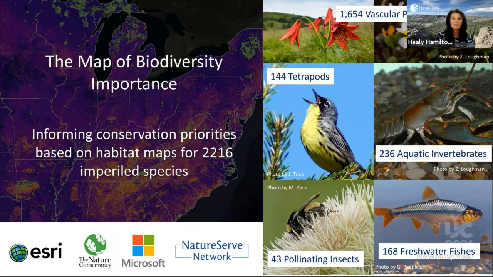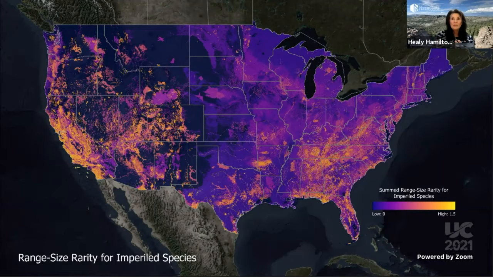The Map of Biodiversity Importance, or MOBI, is actually a series of 15 maps in all. There are three different spatial analyses for five different taxonomic groups. This map is called Range Size Rarity, and it's analyzed for all 2,216 species. This analysis places greater weight on imperiled species with narrower ranges, because those small ranges translate to fewer opportunities for conservation interventions. So the brighter orange to yellow areas indicate where modeled habitat for multiple narrow-range endemic species occurs.